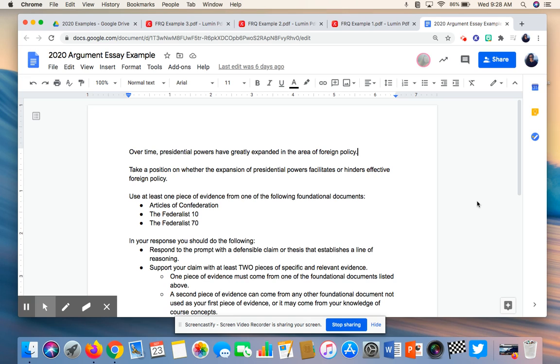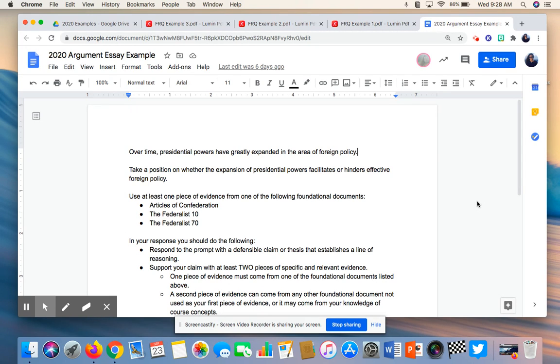All right, let's go over this argument essay exercise. So the point of this exercise was to have you look at different examples of argument essay responses and be able to tell the difference between a good response and a not so good response using the argument essay rubric. So this is an actual example from the 2020 exam.